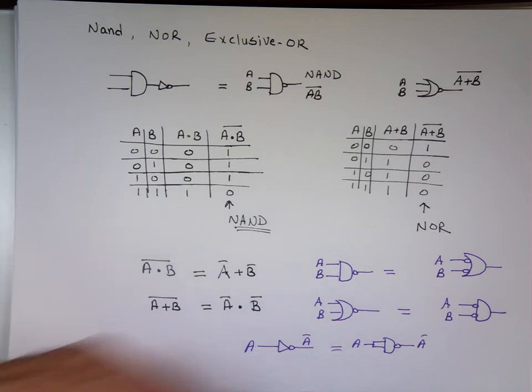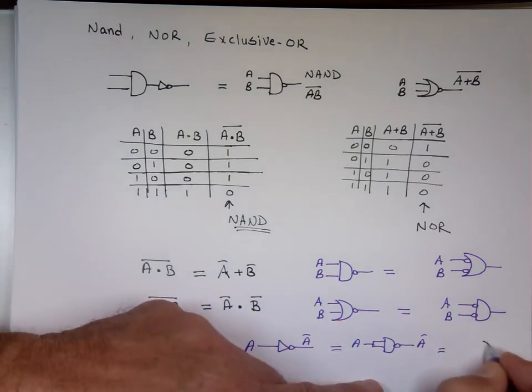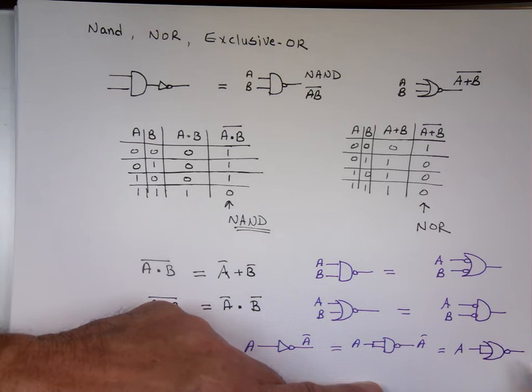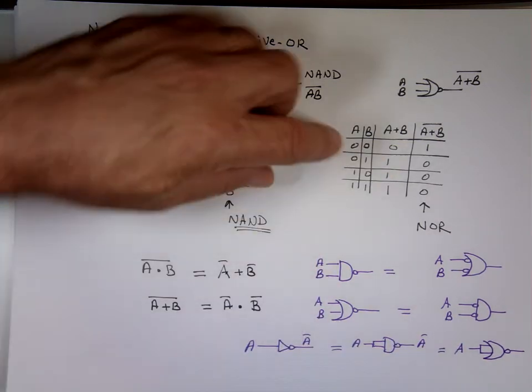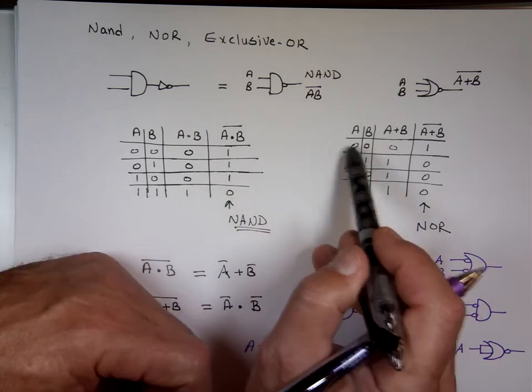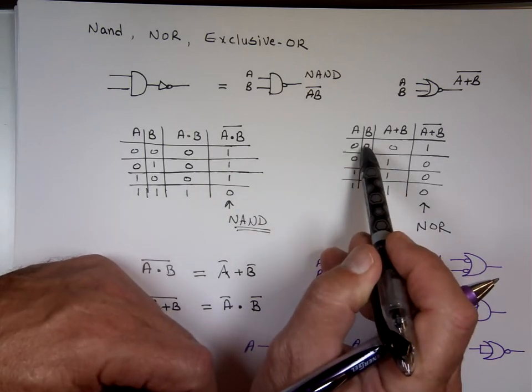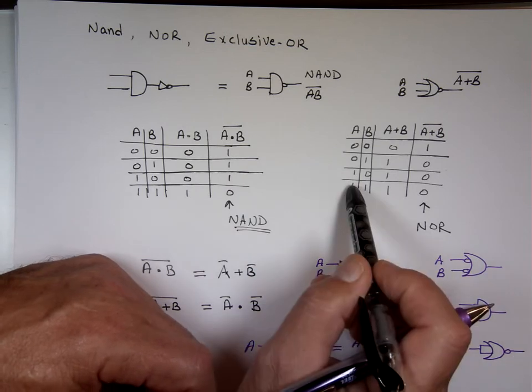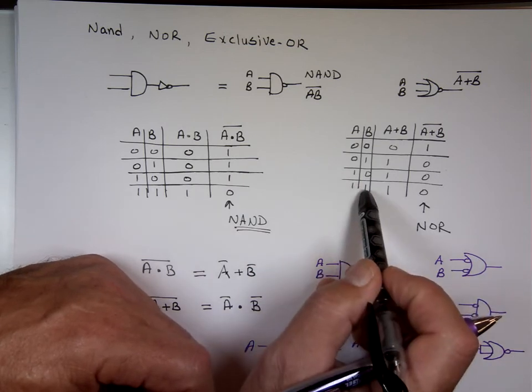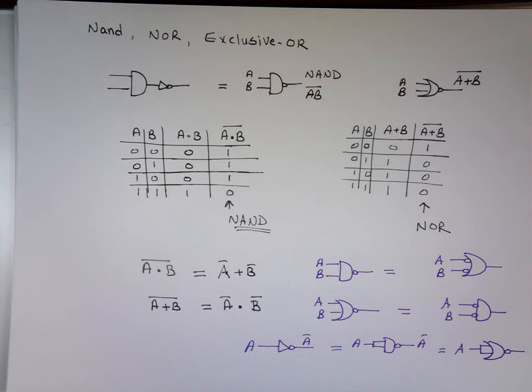The same thing, if you take a NOR gate and attach both inputs together. When A is zero, both inputs are zero. Zero NOR zero gives me a one. When it's one, what's one NOR one? Zero. So I can get a NOT gate out of a NAND. I can get a NOT gate out of a NOR gate.